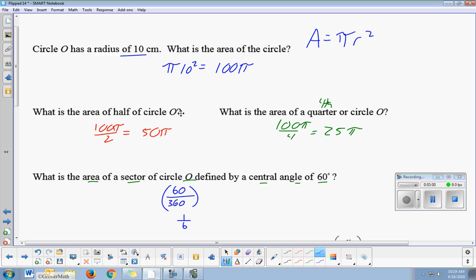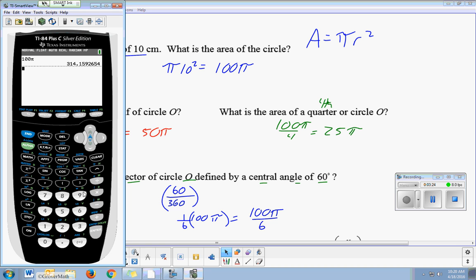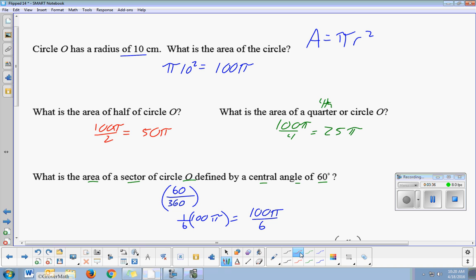So instead of doing half of my area, a quarter of my area, I need to do a sixth of my area of 100 pi. So a sixth of 100 pi. 100 divided by 6, I don't think that's going to really come out nice. I could just leave it 100 pi over 6. But I know that could certainly be reduced to 50 over 3. Let's see, 100 divided by 6 is not a very nice decimal, so math double enter it, and it's 50 over 3. So 50 over 3 pi would be the simplified version of that answer.